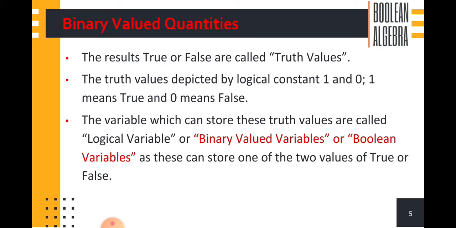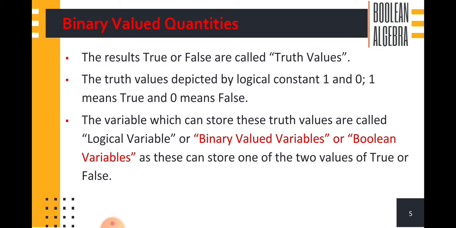We already know what is meant by variables. Variables are placeholders that are used to store values. We can also call them memory boxes. Here the variables are used to store binary values, that is zeros or ones. So we call these variables logical variables. The names are logical variables, binary valued variables or Boolean variables.